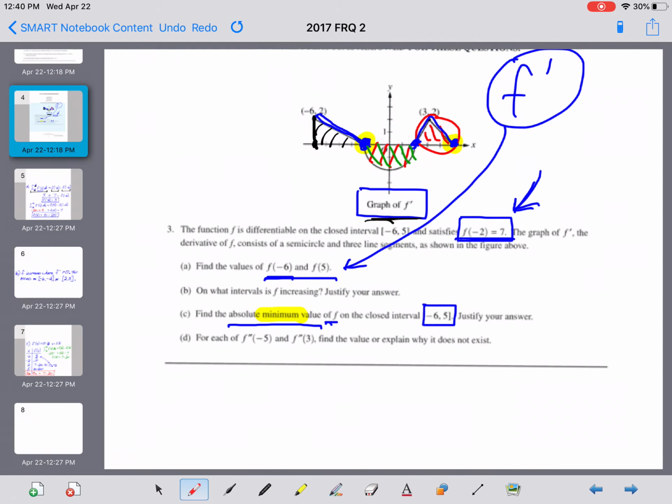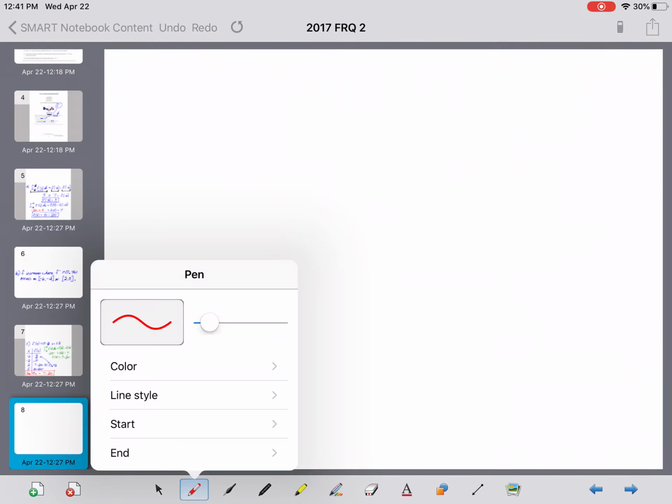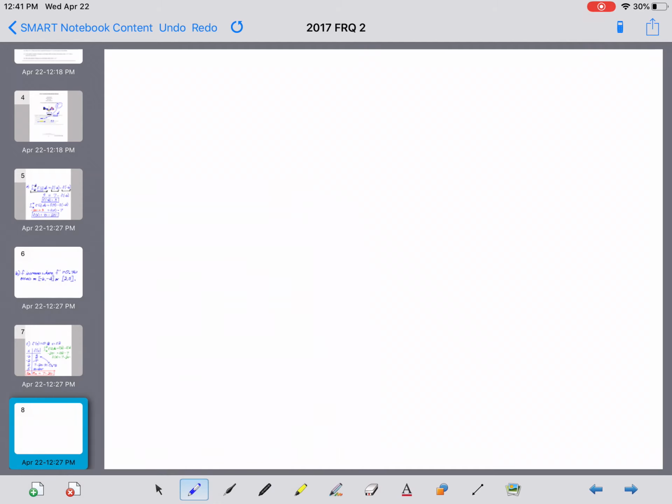Okay, and last part here, let's take a look at what's going on in part D. For each of f double prime of negative 5 and f double prime of 3, find the value or explain why it does not exist. So they're asking us to do a little second derivative work, which we haven't talked about at all just yet. So here we go, guys.